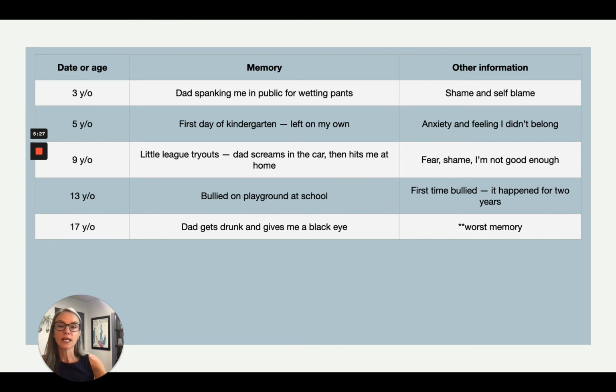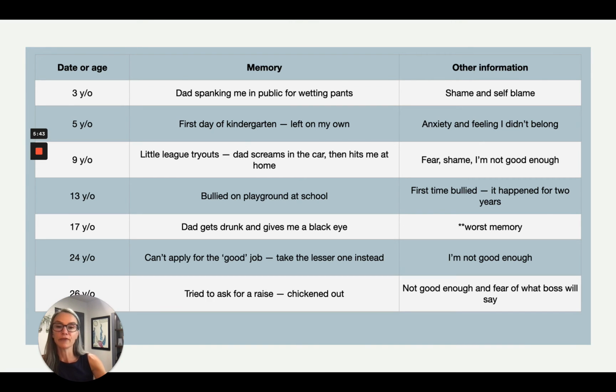At age 17, there was a particularly bad incident when dad gets drunk and gives the client a black eye. That's his worst memory. And then at age 24, which is recent, he can't apply for a good job. He takes a lesser one instead because of feelings of lack of self-confidence.